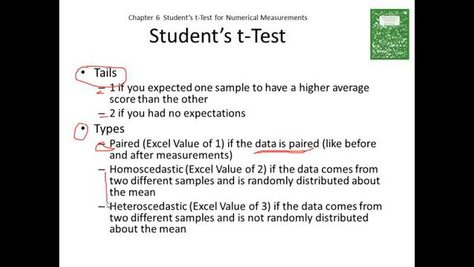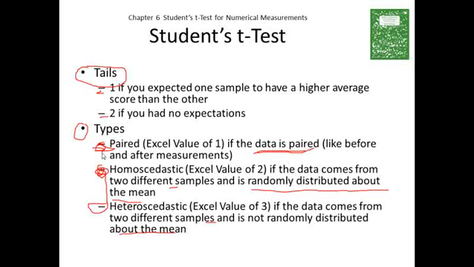After that, we have homoscedastic and heteroscedastic. So this is more like normal data. And homoscedastic is probably the most normal data because it's assuming that the data comes from two different samples and is randomly distributed about the mean. Homoscedastic is probably the most common type of student's t-test that people do. Heteroscedastic assumes that the data comes from different samples and it is not randomly distributed about the mean. For the remainder of the course, you'll pretty much be dealing with homoscedastic data unless you're given a good reason to believe it is paired.